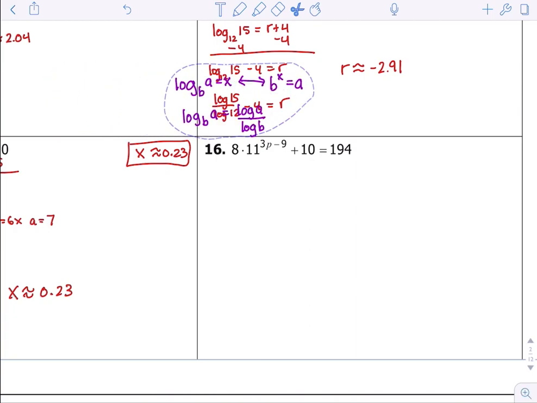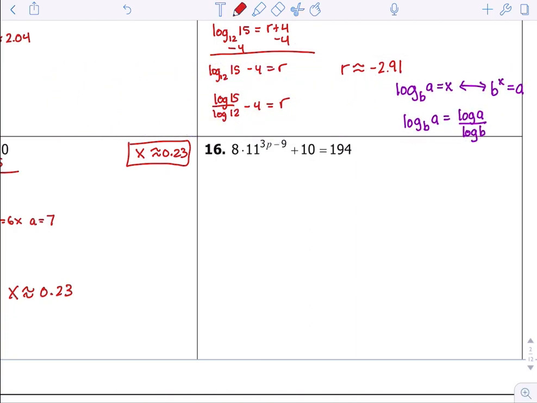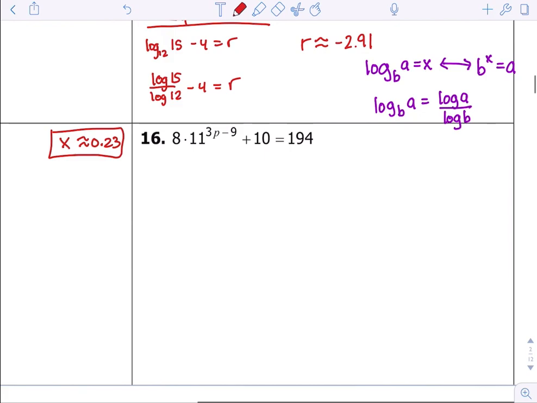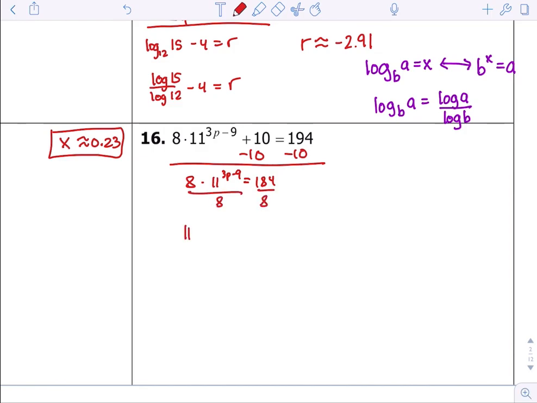Lastly, get it into exponential form. We're going to subtract 10 from both sides first and then divide by 8. So minus 10. Divide both sides by 8. 184 divided by 8 is 23.